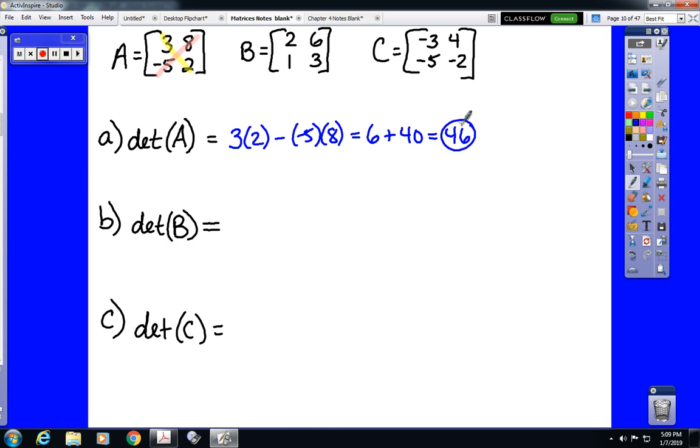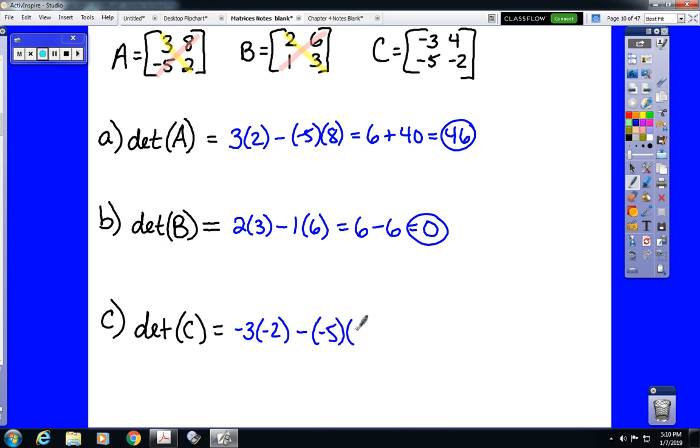Same thing for matrices B and C. For B, we're going to do 2 times 3 minus 1 times 6. Once again, that is the positive diagonal minus the negative diagonal. So that would be 6 minus 6, or 0. Finally, on C, we have negative 3 times negative 2 minus negative 5 times 4. That would be 6 plus 20, or 26. Again, positive diagonal minus negative diagonal. That does it for 2 by 2 matrices.